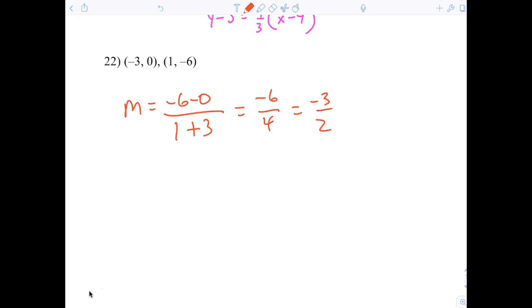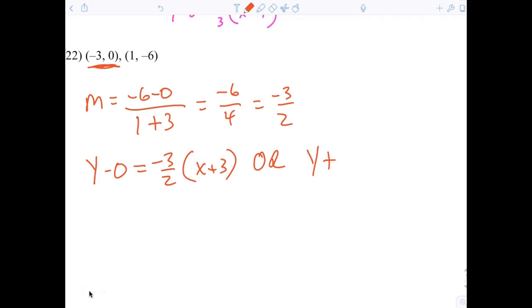Does it matter what point? No. If you chose the first one, your answer would be y minus 0 equals -3/2 times x plus 3. But technically, do I have to have the y minus 0? That'd be kind of silly to write on your paper. I'm not saying it's wrong, it just looks kind of funny. Or if you chose the other point, it would be y plus 6 equals, slope is the same, times x minus 1. You could have either one of those.